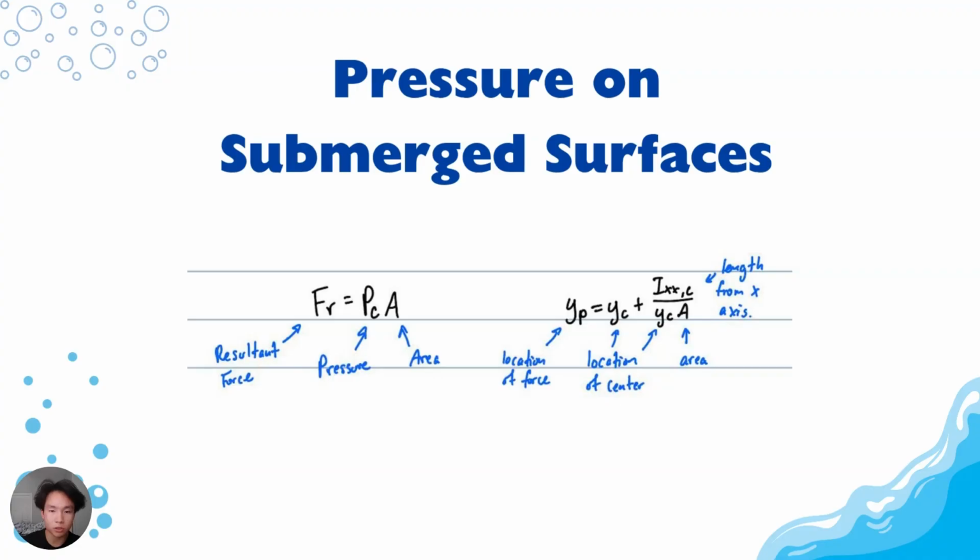Now onto pressure on submerged surfaces. We were given these two equations. I labeled what each variable is. Like force equals the pressure on the area. And then this is to find where the force is being applied to using the center of the object plus like how, I don't know how to explain IXX.